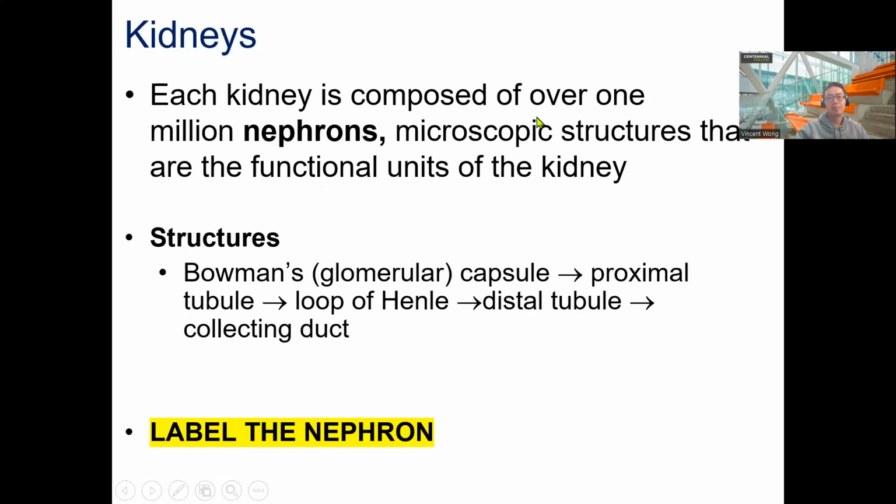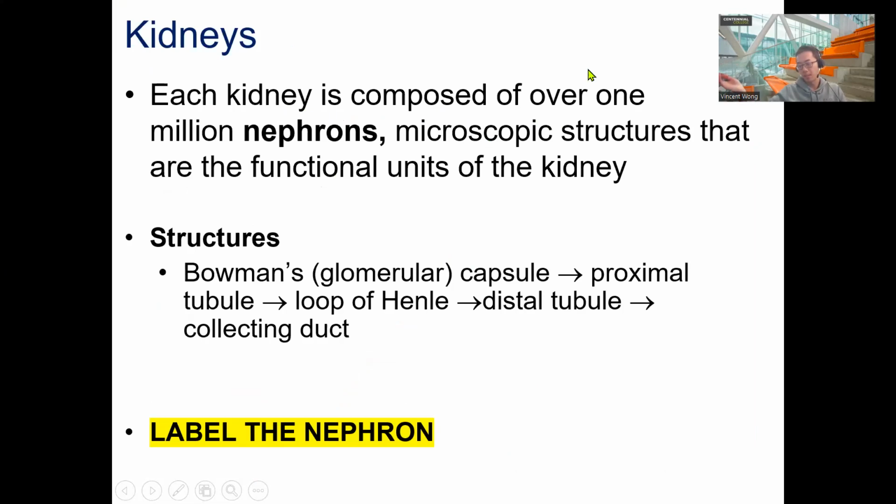Each kidney is composed of over 1 million nephrons, the thing we just spent a lot of time explaining and labeling. These are microscopic structures. You can't see them with your naked eye. You have to create a thin slice of the kidney, put it under the microscope, and you'll be able to see them. They are the functional units of the kidneys. What that means is your kidney is able to carry out its function, production of urine, because on a microscopic level, the nephrons are the ones doing it. In terms of the structure, you should be familiar with it by now, after we label it like 3 times.